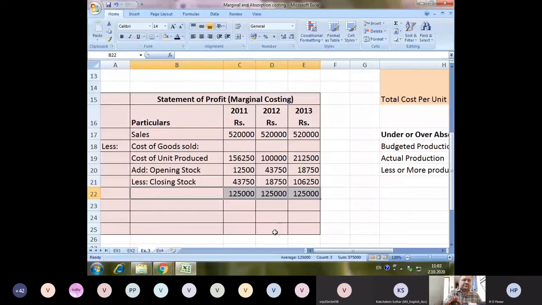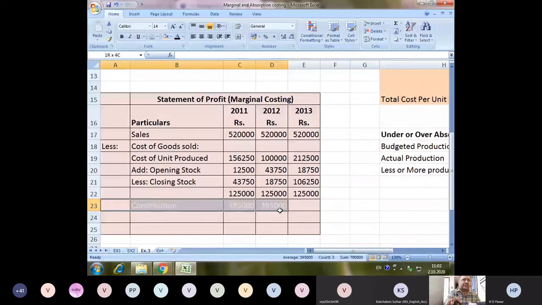1.25 in each year. 1,25,000 in each. Okay. Then less fixed cost. Here in the above, we have only considered variable cost. Fixed cost is not considered. And fixed cost is 2,25,000.